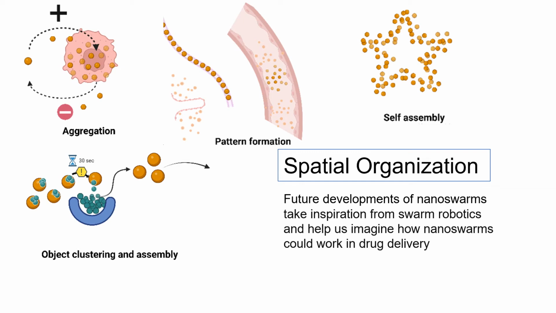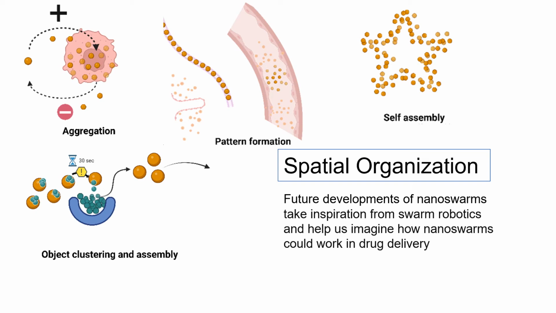Pattern formation could allow the nanoswarm to arrange and maintain a desired shape. So for example, the nanoswarm could form patterns and split into subswarms to pass through narrow channels and avoid obstacles.